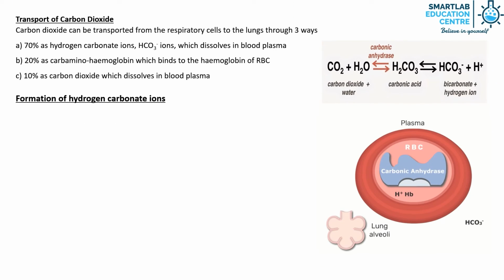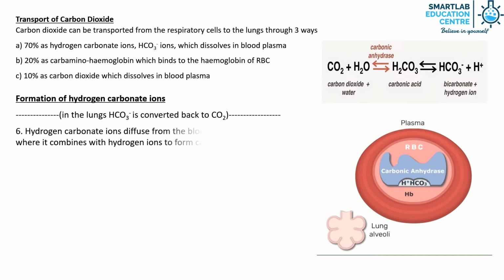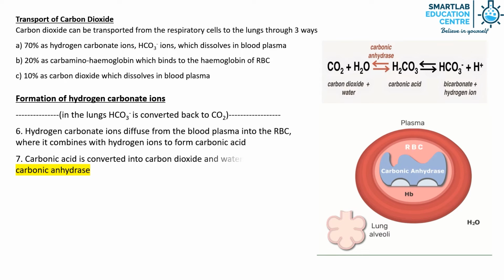When the hydrogen carbonate ions reach the lungs, they are converted back to carbon dioxide, which is exhaled. The hydrogen carbonate ions diffuse from the blood plasma back into the RBC, where they combine with the hydrogen ions to form carbonic acid. The carbonic acid is then converted into carbon dioxide and water. This reaction is catalyzed by the enzyme carbonic anhydrase.